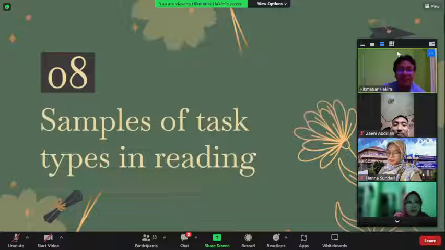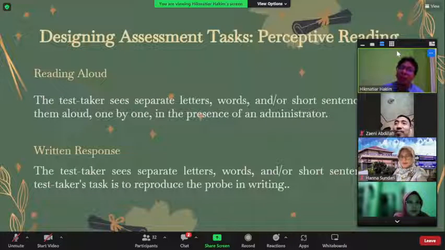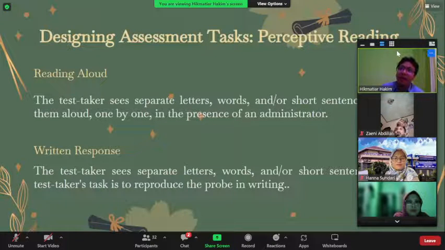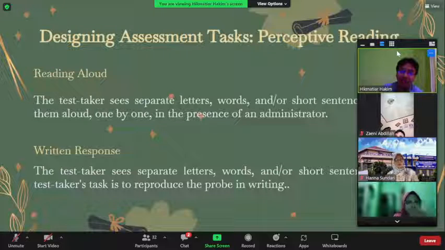Okay, the next one will be the samples of task types in reading. Before we jump into the assessment itself, the examples, some of the assessment could be assessed in other skills. Reading, just like Ms. Hannah said, is a receptive skill, right? So you have to read, and then in response, usually you use speaking skills or writing skills. So some of these assessments could assess other skills. The tricky part is that you have to make sure that our assessment for reading is actually assessing the reading skills of the students. Okay.